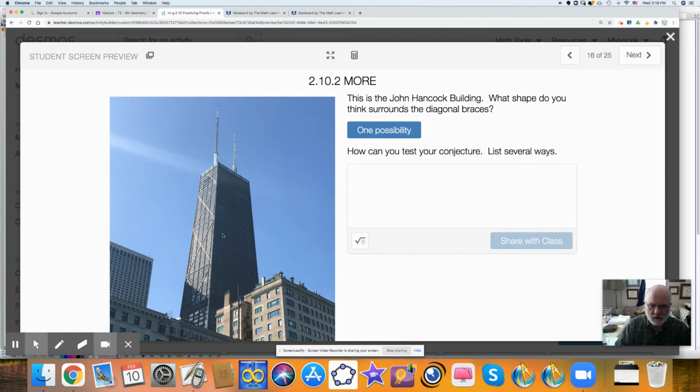This is the John Hancock building. What do you notice about these braces? Notice they're going to make it into a quadrilateral. What kind of quadrilateral is that? Well, many people say it's a rectangle, but I want you to notice that at the bottom here, it's wider than it is at the top. At the top, this little piece goes different. So really, this is an isosceles trapezoid. How could you test your conjecture? What do you know about isosceles trapezoids that has to be true?